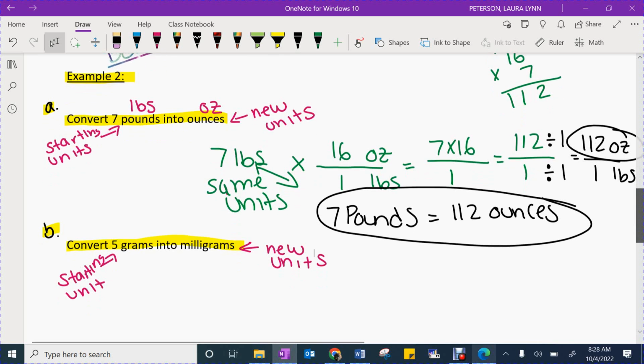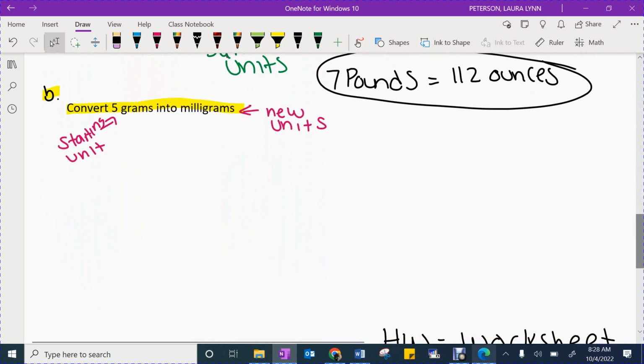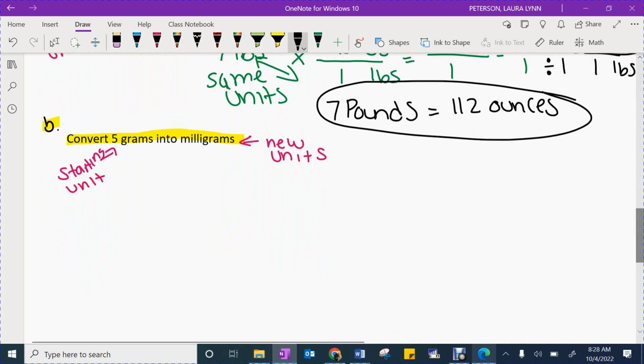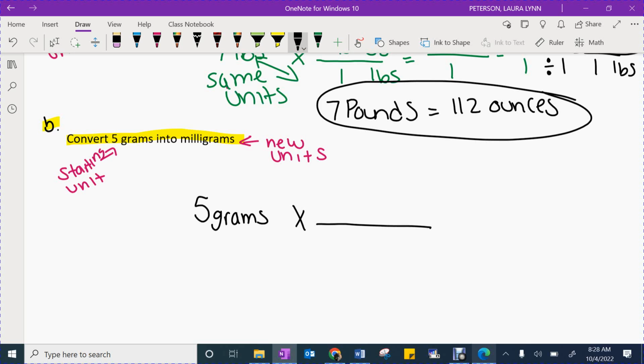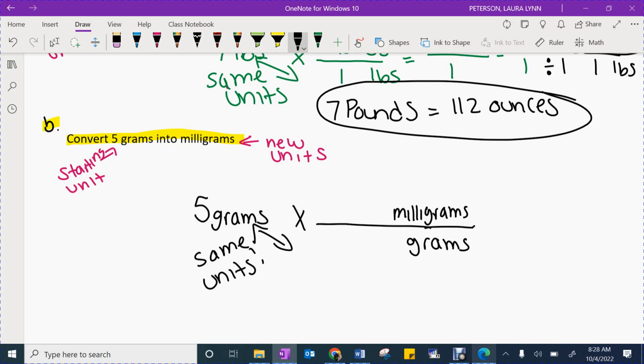Okay, and you can always pause the video if you need to keep copying down your stuff. This is the last problem. We are going to convert 5 grams into milligrams. So we start by writing what we begin with, 5 grams. Times, we're going to make a fraction based off of the new units. New units go on top: milligrams. What we start with is what's on the bottom. We started with grams, so grams stays on the bottom. I now use my resource to fill in the appropriate numbers.